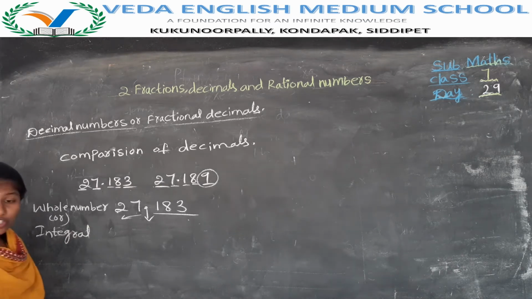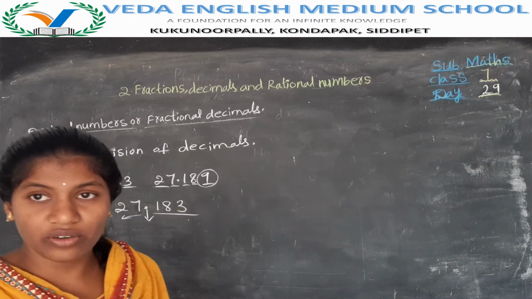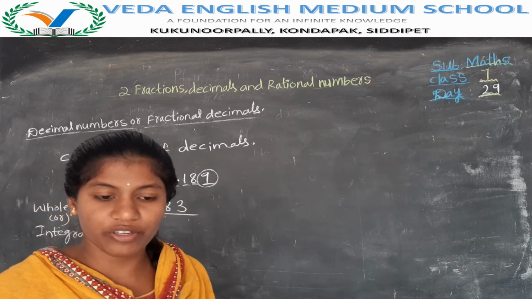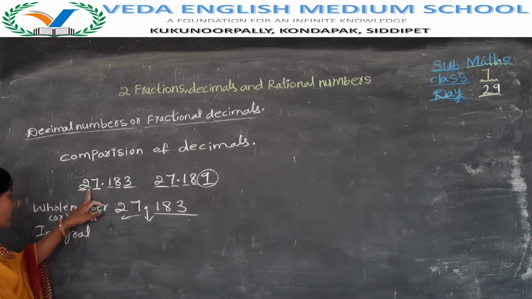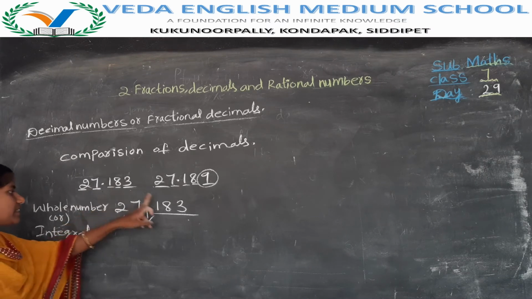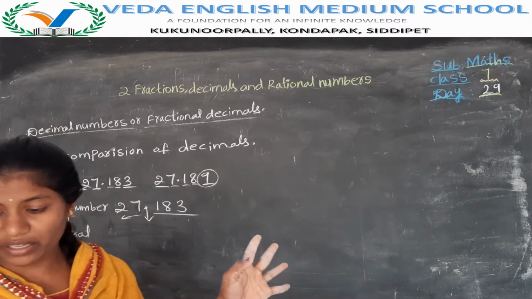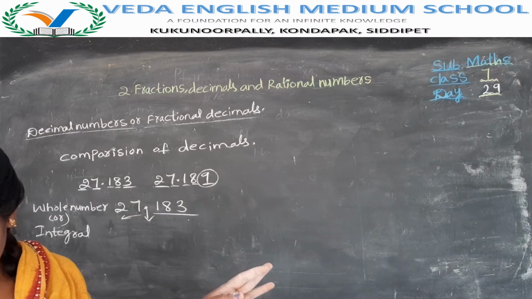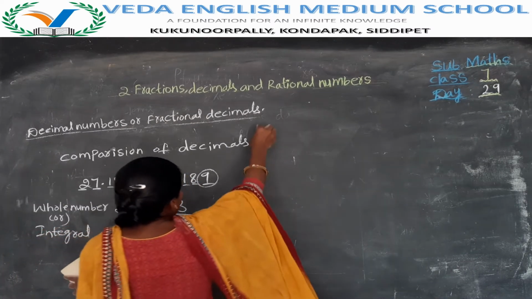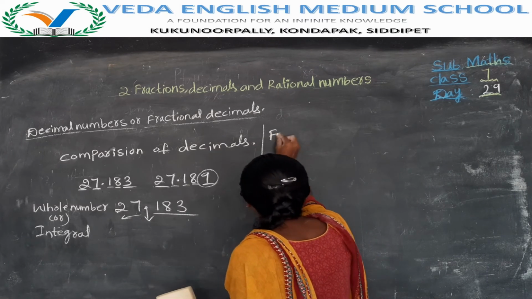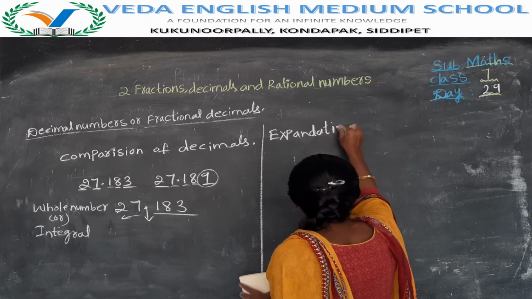Now, after the point you should remember you have to read one digit at a time. After the point you have to read one digit. In this 27.183, 27 is the whole number part or integral part, 183 is the decimal part and the point is called the decimal point. So comparison of decimals we have learned. Then we will learn about the expanded form of decimals.